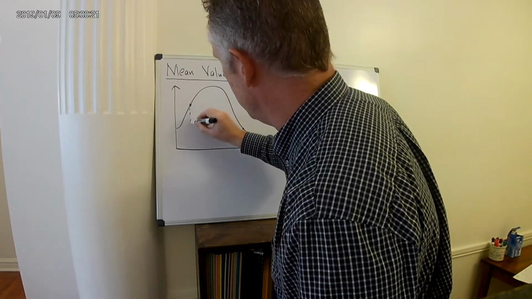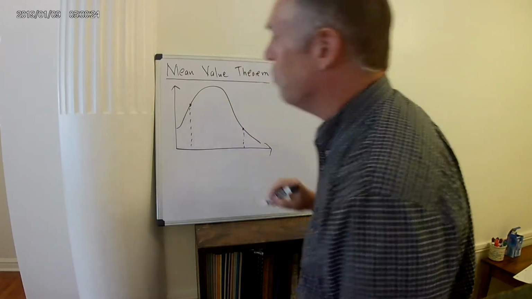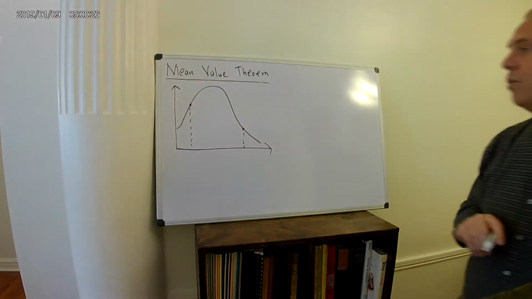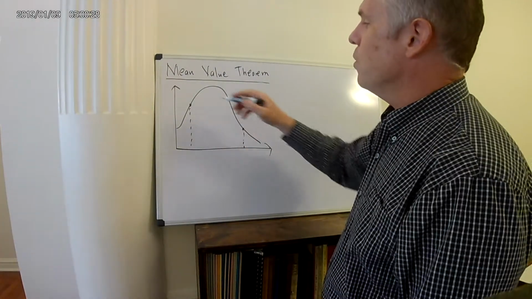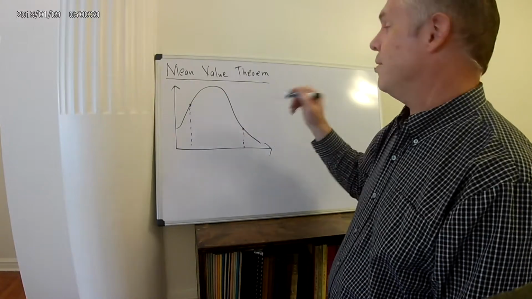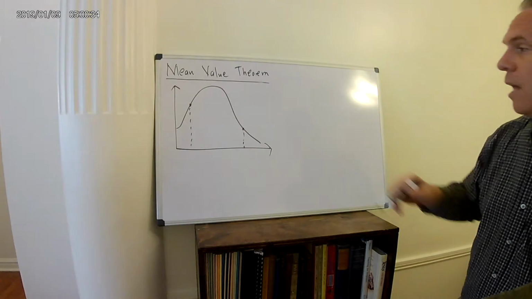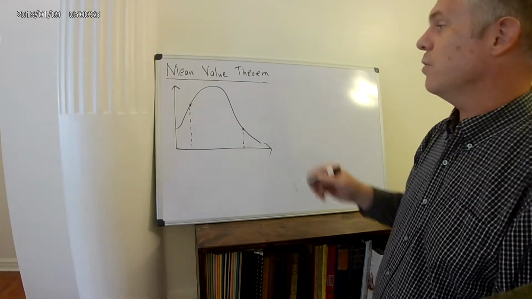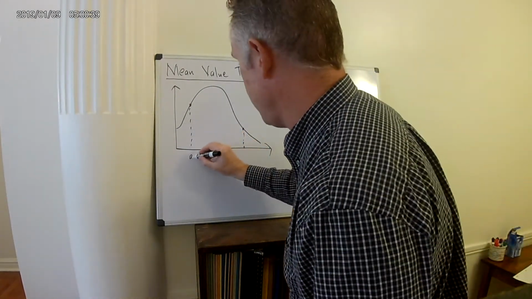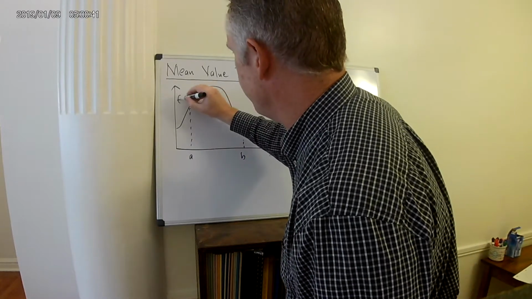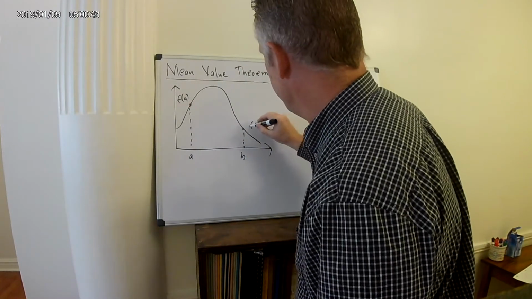Now the difference here between the mean value theorem and Rolle's theorem is, if you recall with Rolle's theorem, the value of the function at our two endpoints has to be equal. That's not true. That's not a condition of the mean value theorem. So we can have different values of our function at different endpoints. This is point A. This is point B. This is f of A. This is f of B.